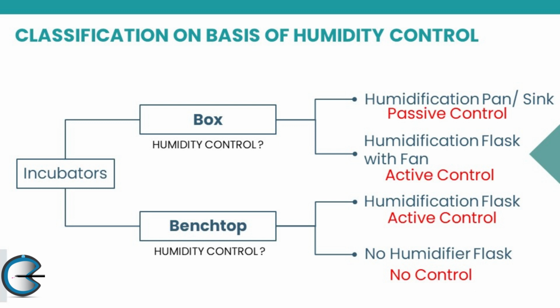So, classifying incubators based on humidity control. For a box incubator, the presence of a humidification pan or a sink gives you passive control over humidity, whereas the presence of a humidification flask, which is external to the incubator, with a fan to circulate the moist air, gives you active control over humidity. For benchtop incubators, the option is either a humidification flask, or if you do not have a humidification flask or a sink, then there is no control over humidity, and such incubators are called dry incubators.